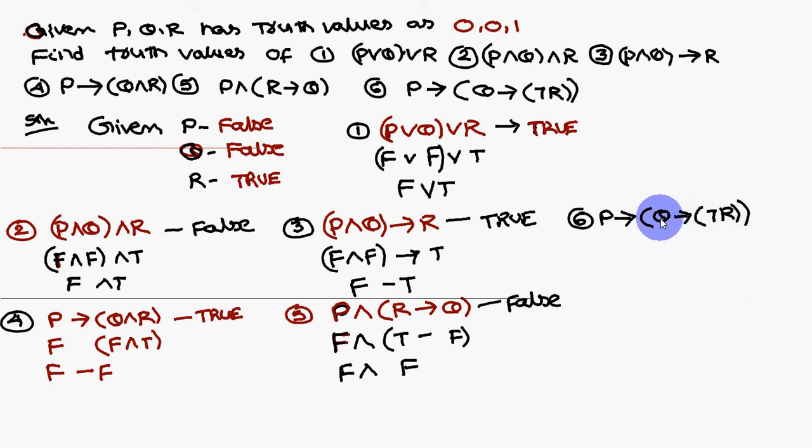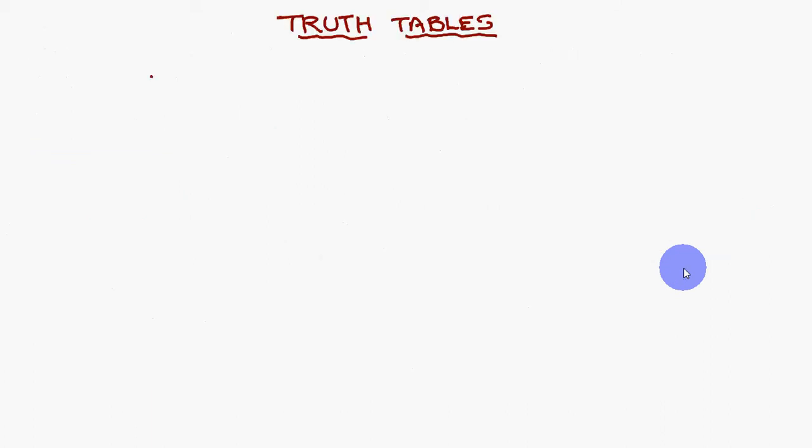Next, P conditional Q conditional not R. So first we will do Q conditional not R. Q is false, R is true, so not R is false. Here conditional: TF is false, remaining cases it is true. Therefore this is true. So F conditional true, which is also true. So this is the way.